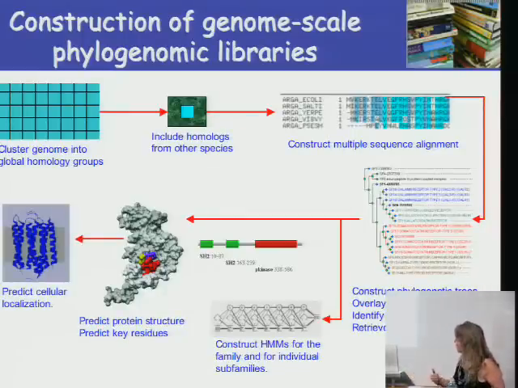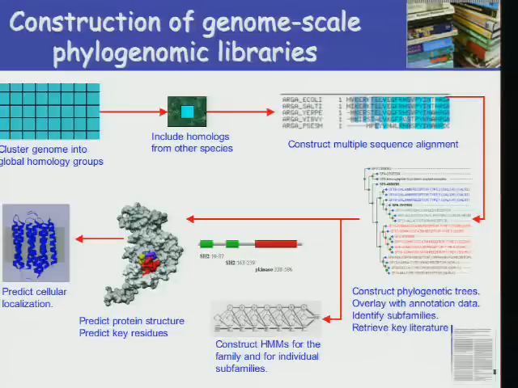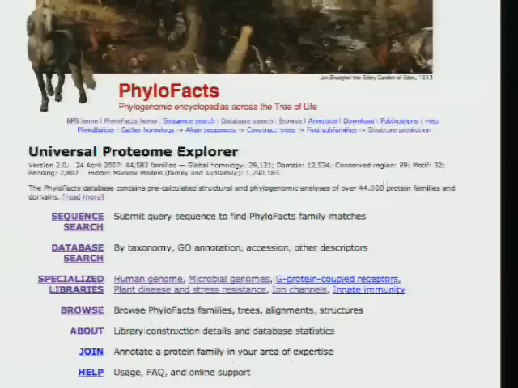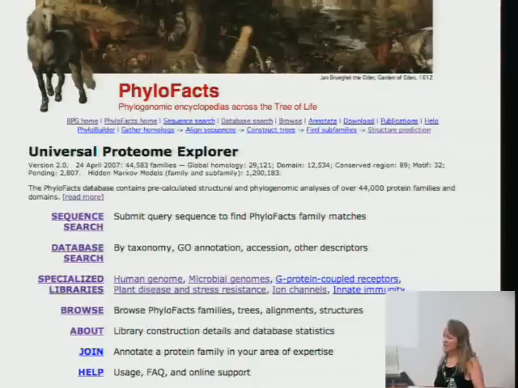And then we use different types of tools to predict where in the cell these genes or these proteins will be localized. So this is an example of a G-protein coupled receptor embedded in the membrane. And then this becomes a book that we deposit in the library. So we currently have 44,000 protein families and over a million hidden Markov models.